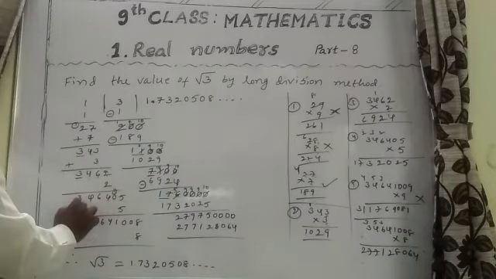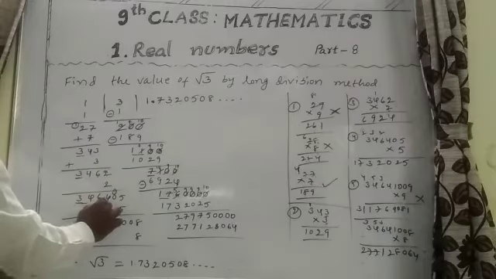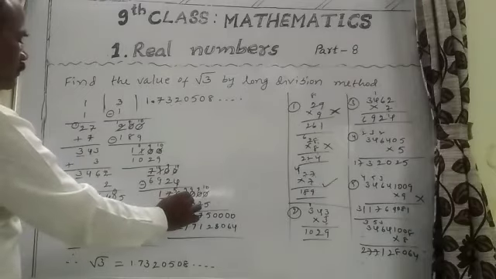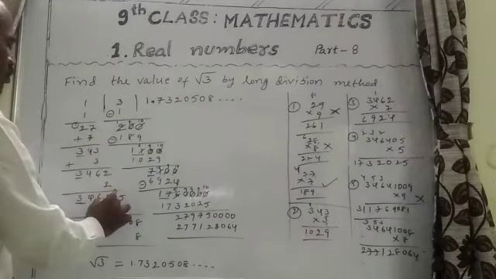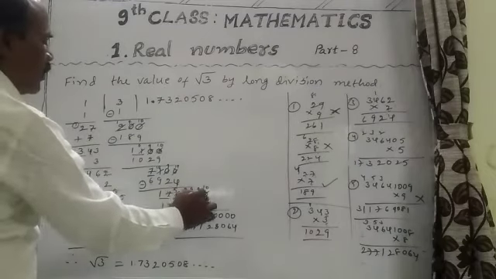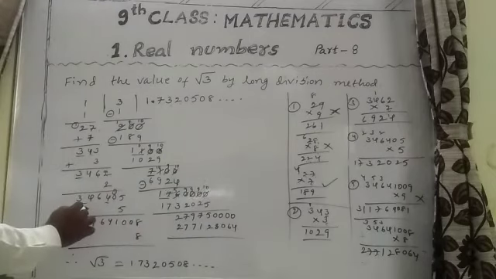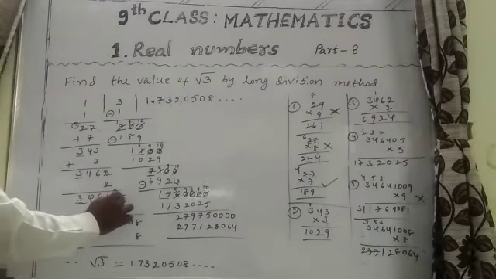This number is less than this number. So we take the 0 here. Here also take the 0. Here take the 2 pair of the zeros. Then multiply with the 5.